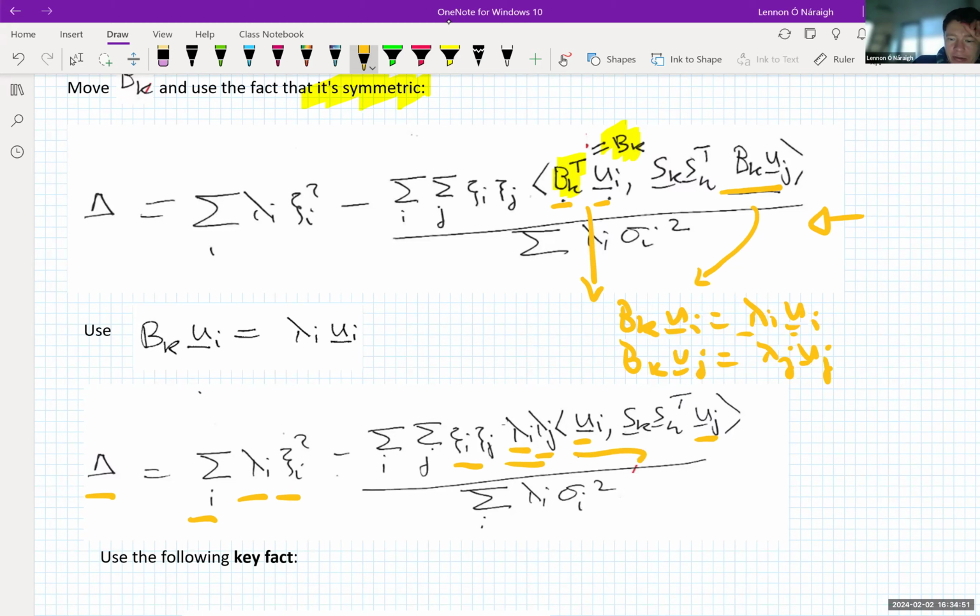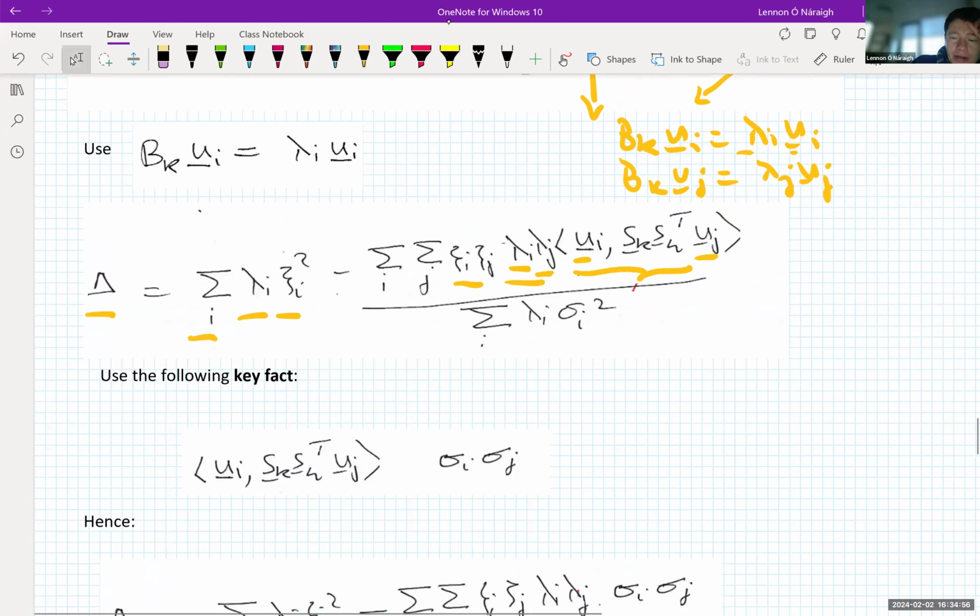So I'm left inside to evaluate this one inner product. And to evaluate this inner product, I use this following key fact that I could work out from the fact that SK transpose is an outer product. So this particular inner product is just sigma I sigma j. And you might need to check the properties of outer products to verify that this is true.